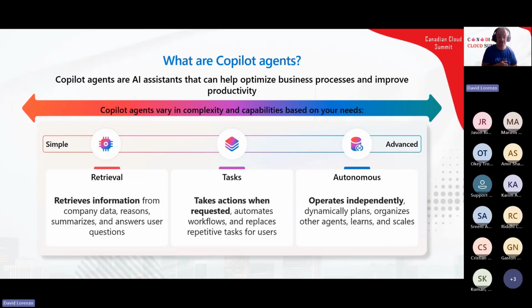We have the task agents, which take action when we request it. So they are idle, and then we give them an order, like insert a new contact, make a new order, send an email, and then they do the task when we give the order. Okay. So we have retrieval and task agents, and the most advanced agents are the autonomous ones. They operate independently, dynamically plan, organize all the agents, learn, and scale.